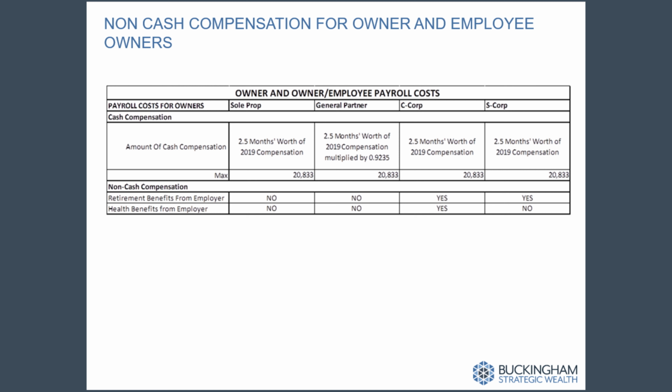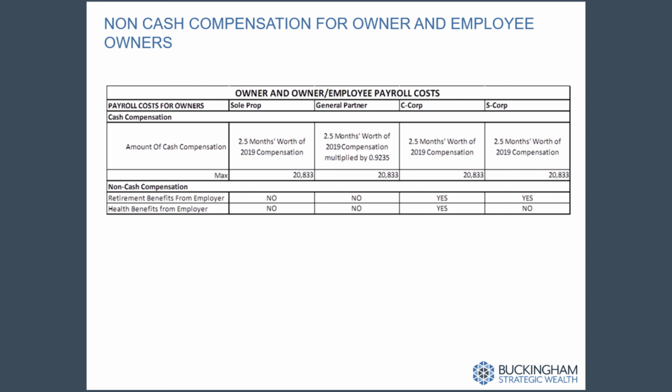So back to sole props and general partners. You will not be able to seek forgiveness for retirement benefits, nor will you be able to seek forgiveness for health benefits. If you're a C Corp, you can include retirement benefits paid by the company and health benefits paid by the company as well. For an S Corp, you can include retirement benefits, but you cannot include health benefits.